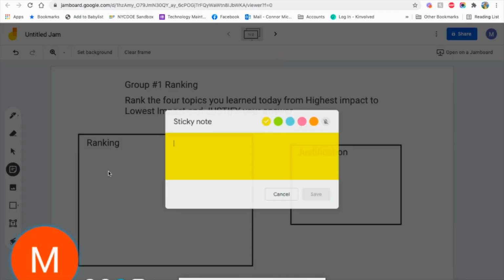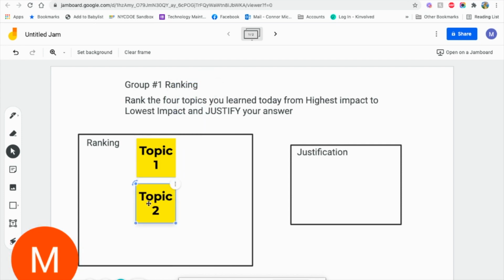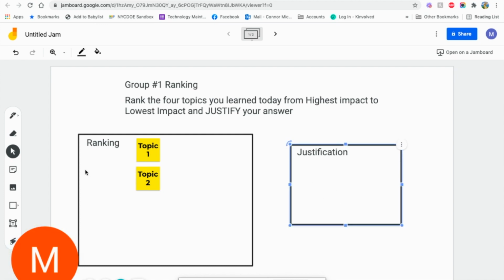So the students can use sticky notes. The topic, just to show you. They can write the formal headings, and then they can actually put them in order. Again, you can make these bigger or smaller, and they can layer them. So this might have the highest impact, and then the bottom has the lowest impact, and then they can type out their justification on a sticky or in a text box. And if they need more room and they have editing access, they can change it if they need more or less space.